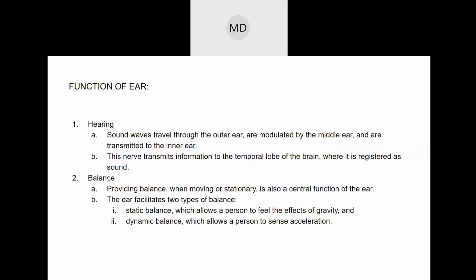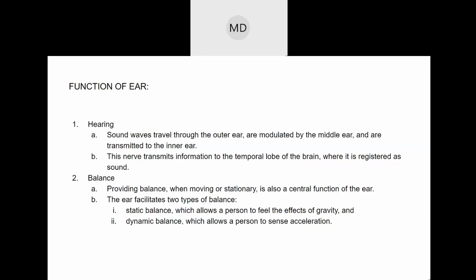Okay, the ear provides balance. And there are two types of balance: one is static balance and one is dynamic balance. Now, what is static balance? Static balance means there is gravity of the earth, right? So static balance is you can sense the gravity. That is why you can stand upright. That is known as static balance.